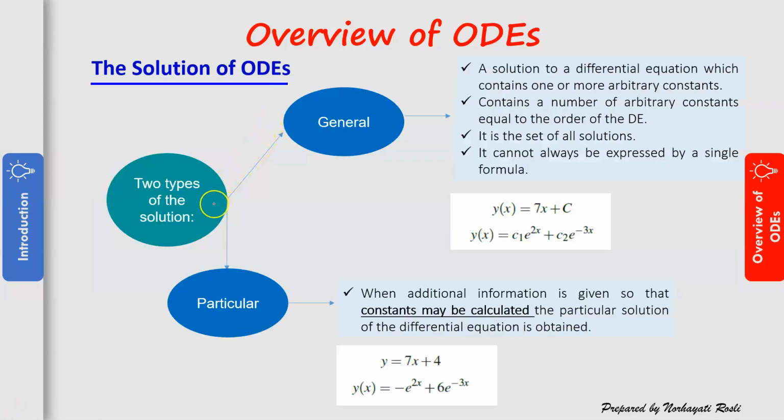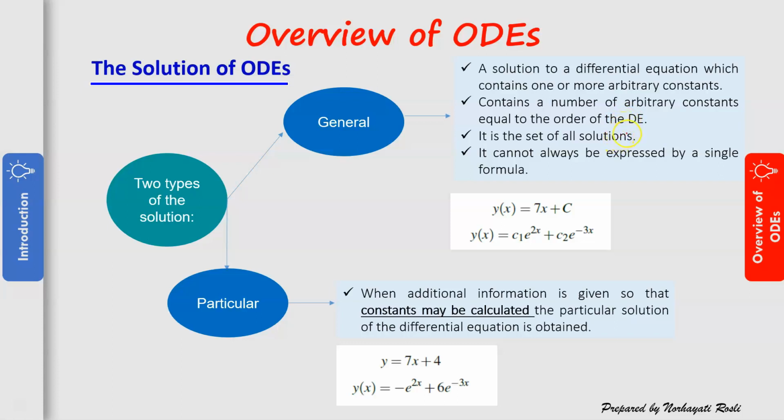Now we go to types of the solution. In ODE, there are two types of the solution. The first one we call general, and the second one is particular. What does it mean by general solution of ODE? It refers to a solution of a differential equation which contains one or more arbitrary constants. It means that when the solution is said to be general, it has a constant. It contains a number of arbitrary constants equal to the order of the ODE. If the order of the ODE is 2, the number of constants is also 2.